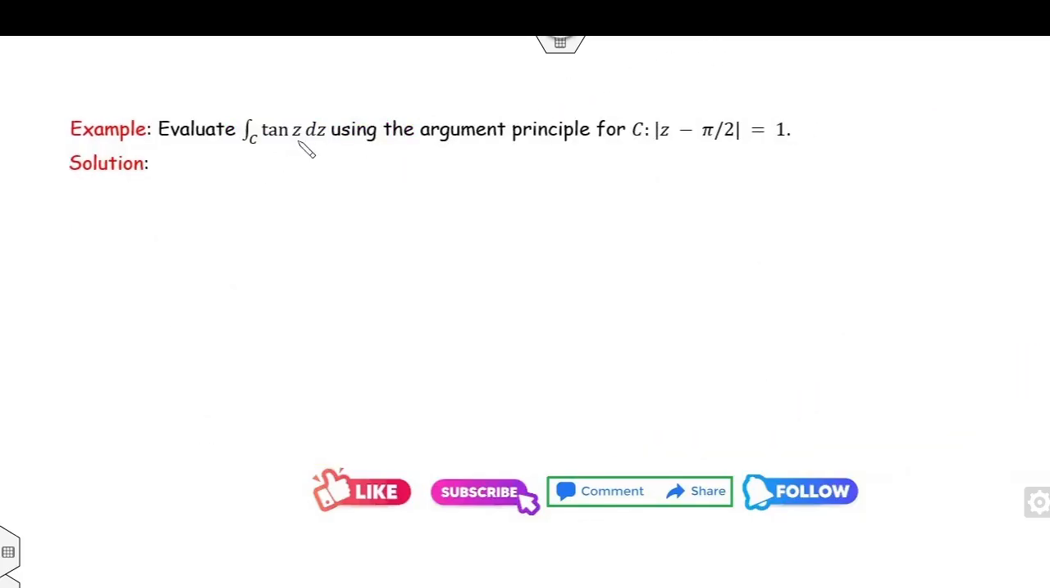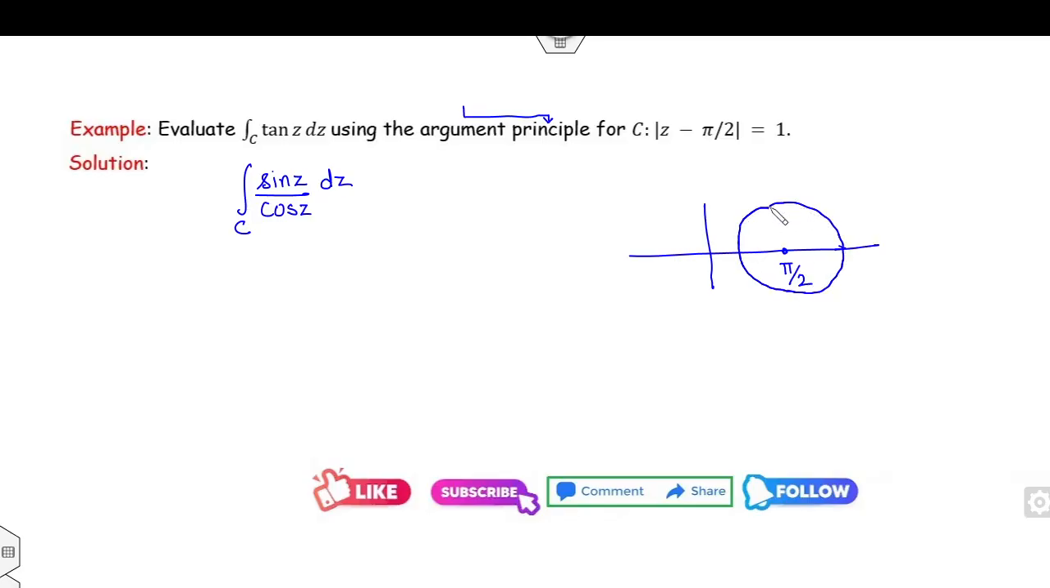Evaluate the integral of tan z using the argument principle. Fine. How? Because you have to apply the argument principle, I can write tan z as sine z over cos z. What is that? It's a circle with the center (pi over 4, pi over 2) and the radius is 1. So this is the equation of the circle.